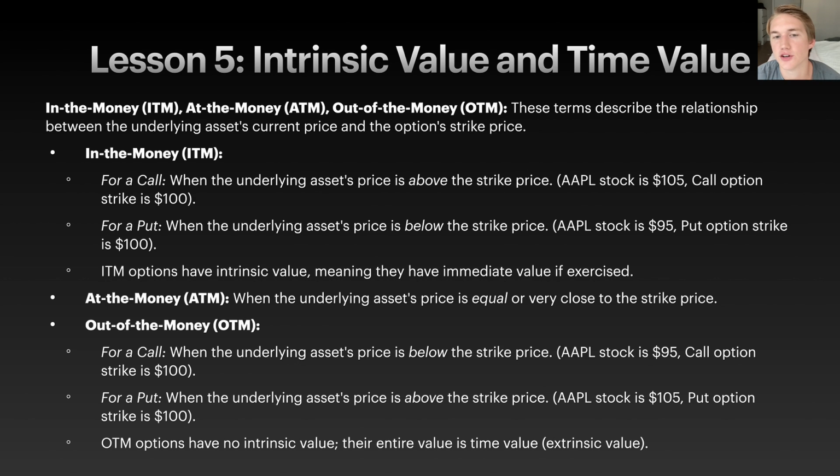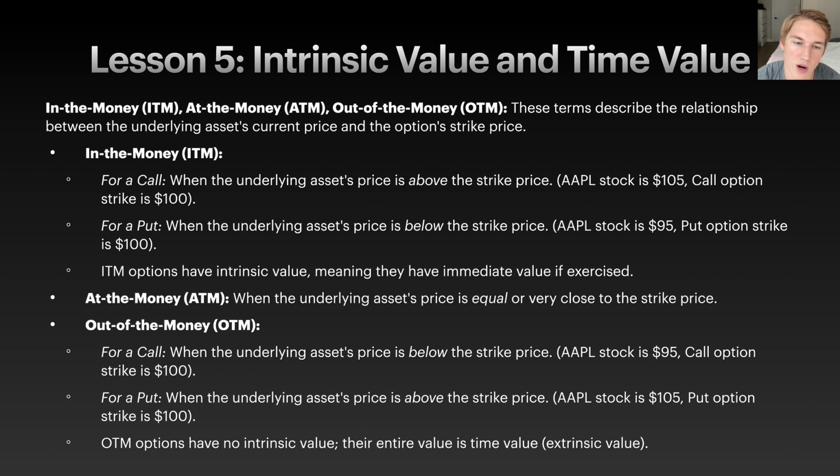At the money, when the underlying asset's price is equal or very close to the strike price. So typically when we're day trading, we're going to just choose the closest at the money option because that's the option that's going to move the best. Out of the money, this is going to be when the underlying asset's price is below the strike price for a call. So let's say Apple stock is at $95, the call option strike price is at $100. That means it is out of the money. It still needs to go up another $5 for it to be at the money.